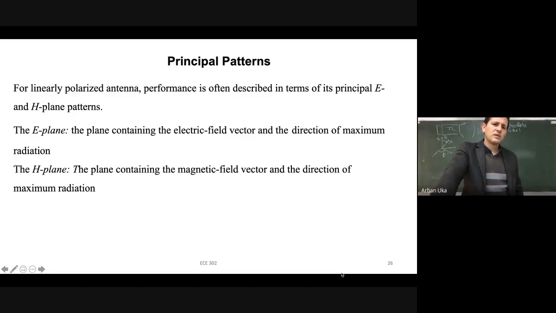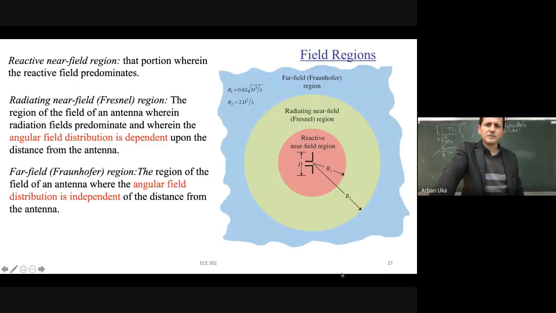When we saw the horn antenna a couple of slides ago, that was an example where the E plane was in the XZ direction and the H plane was in the XY direction. Now, the E plane is the plane containing the electric field vector. The H plane is the plane containing the magnetic field vector and the direction of maximum radiation.